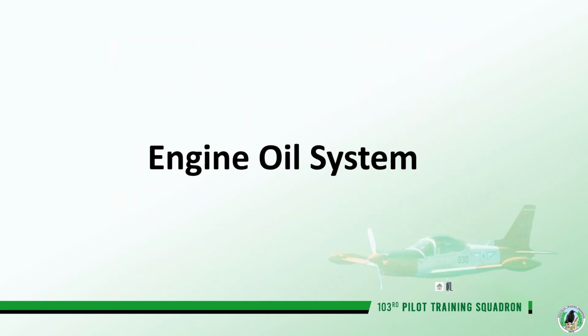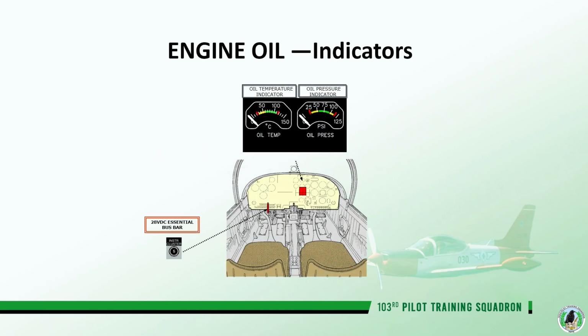Engine oil system. Next, we have the engine oil system, which is essential for ensuring proper lubrication and cooling of the engine. The oil temperature and oil pressure indicators are vital for monitoring the system's health. This image illustrates how the oil temperature and oil pressure readings are displayed in the cockpit. It also highlights the connection to the 28 VDC essential busbar.